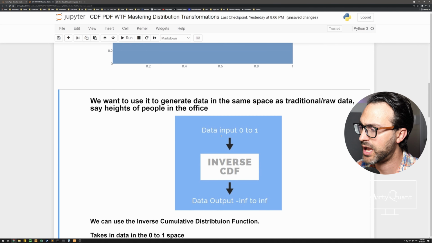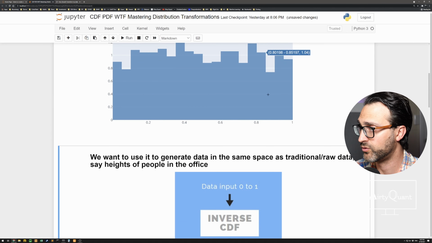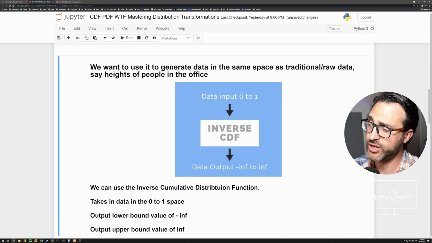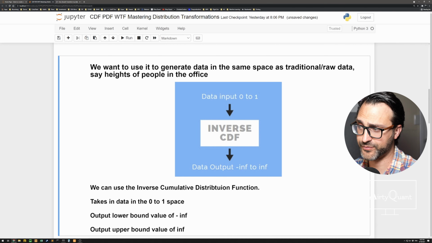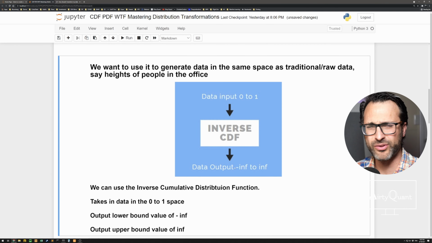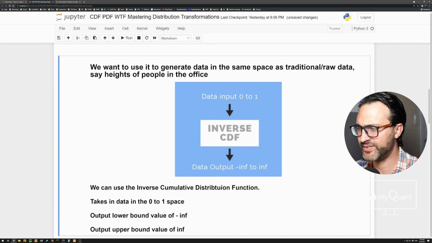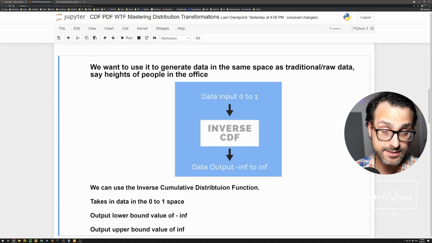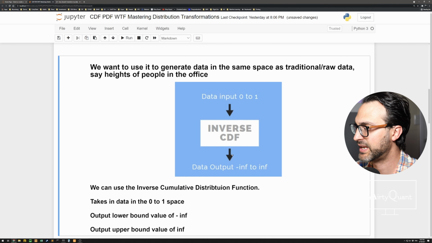From here, my data is indeed in that space, 0 to 1. This is what my uniform random data looks like. I'm going to use our friend inverse CDF, and it's going to output data from -infinity to infinity. You think, well, people are not -infinity tall or +infinity tall. Yes, that is quite correct. But let's look at that.